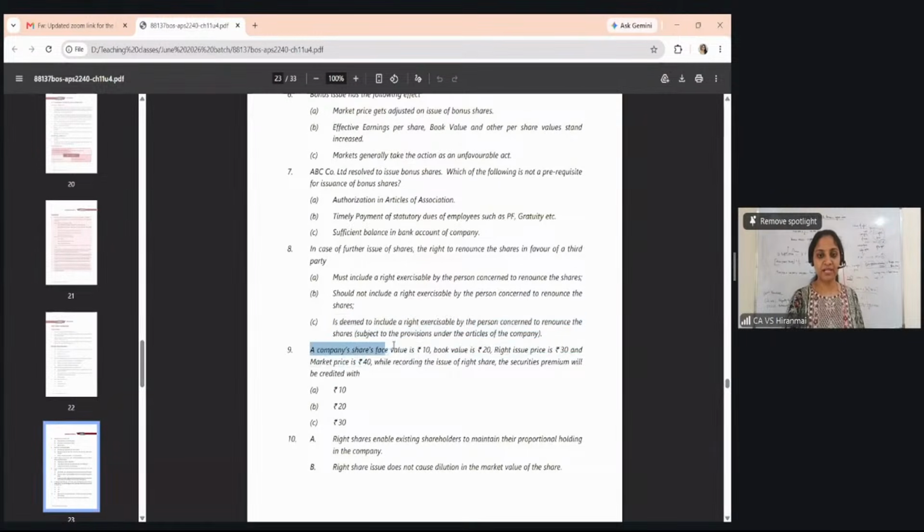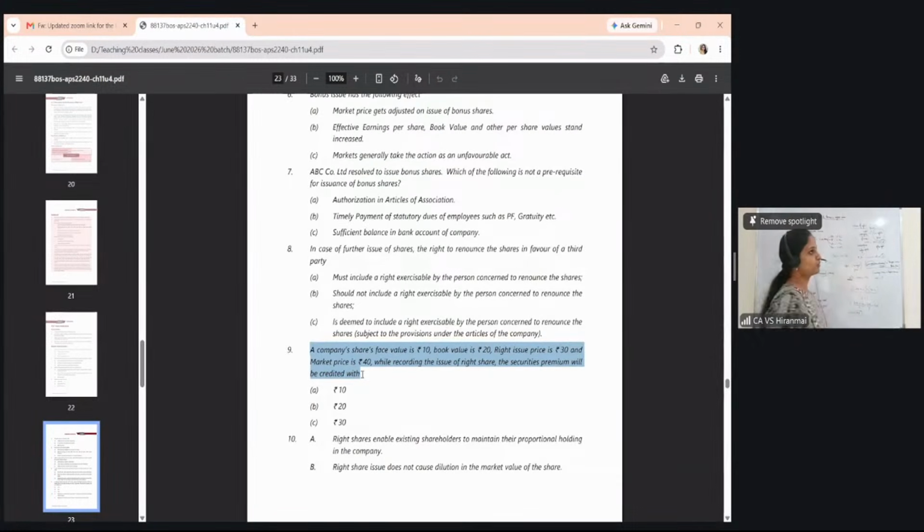Please see here. The company's face value is 10 rupees. Book value is 2 rupees. Rights issue price is 30 rupees. Market value 40 rupees. While recording the right share, what is the amount of securities premium? Book value has no meaning here, deleted. Market price also has no meaning, deleted. Rights issue price is 30 rupees.